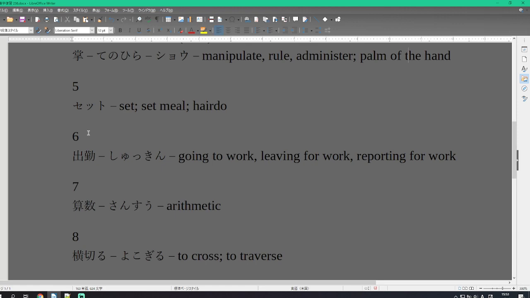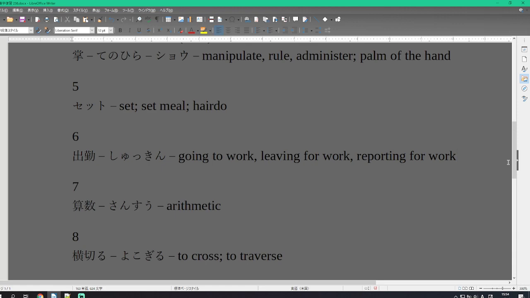Number 6 is shukin. We already learned another word with kin. Tsu, to pass through or to go through, and kin on the right side indicates work or your employment. Tsutomeru, to be employed somewhere. Shukin implies that you're going out or departing for somewhere. So shukin is leaving for work or going out and reporting for work. Departing to report for work. I think the best translation is probably leaving for work.